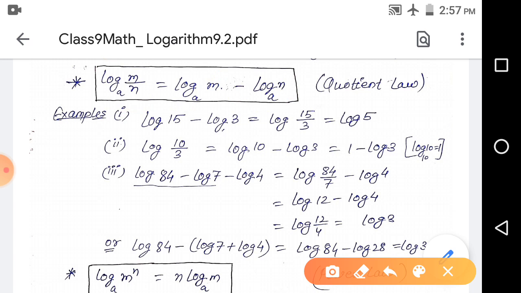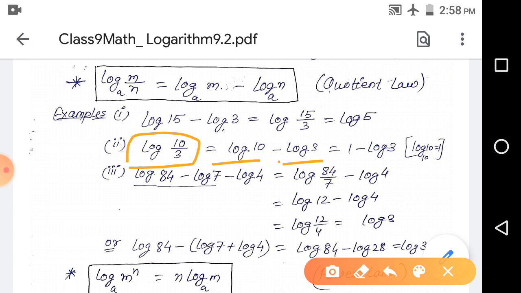By using the law, we can solve some examples given here, like we have log 15 minus log 3. Minus is present here, so we can use the quotient law, that means log 15 by 3, so log 5 is the answer. Now see the next, we have log 10 by 3. We can write this separately as log 10 minus log 3.